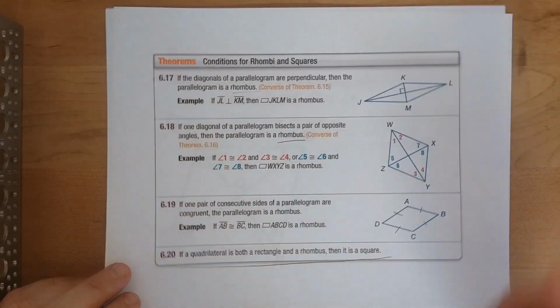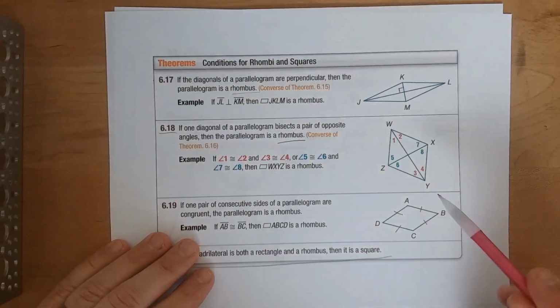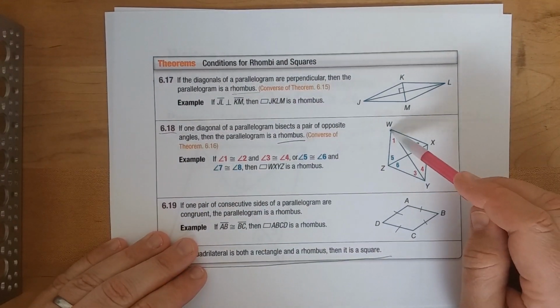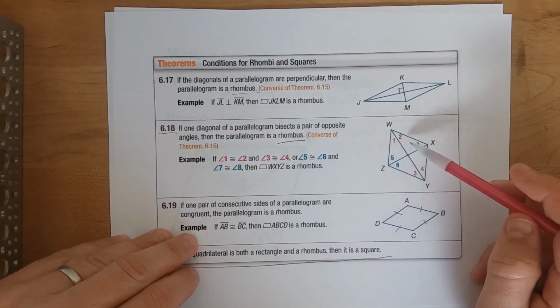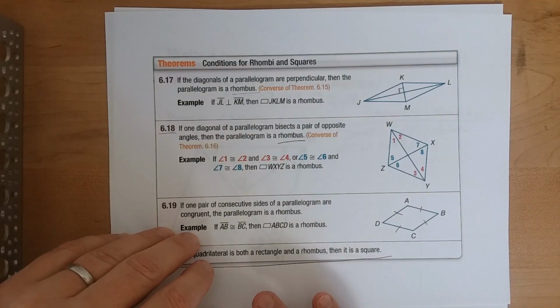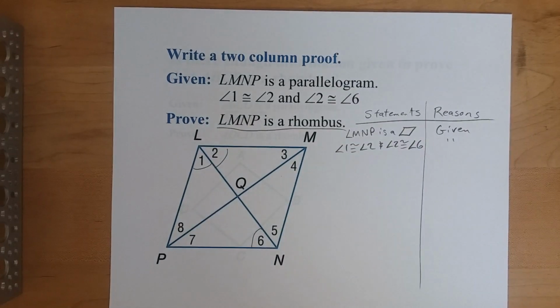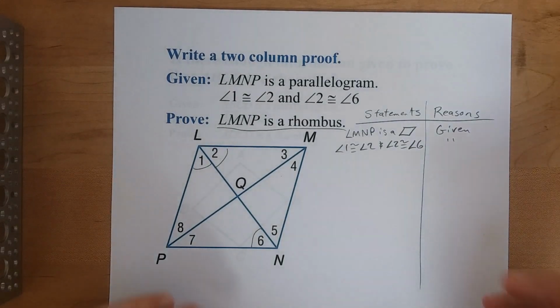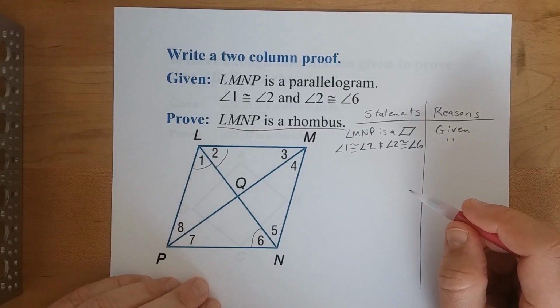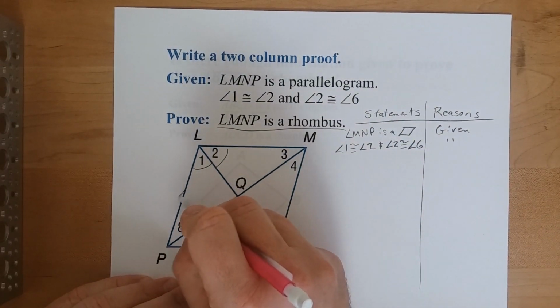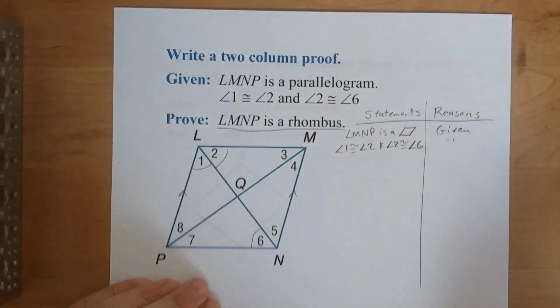a rhombus? I'm thinking 6.18 here tells us if we've got a diagonal that bisects a pair of opposite angles, that's enough to know that it must be a rhombus. We've almost got that condition right here. All we need to do is prove that angle 5 is congruent to angle 6, and we'd be all set. And I think probably the fastest way to do that would be to say, hold on, I know LP is parallel to MN, right?